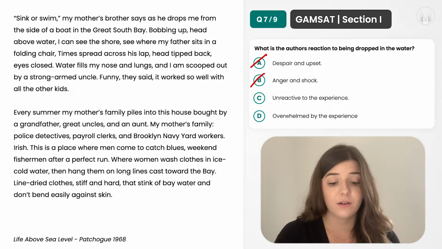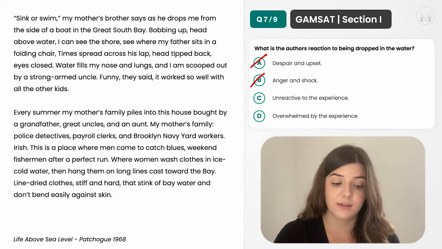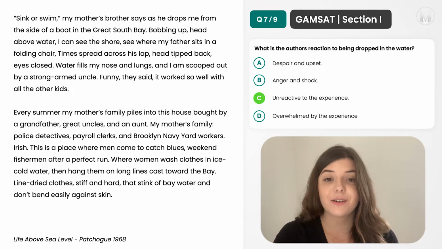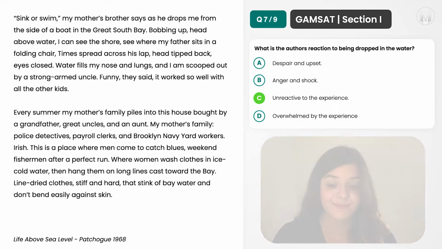Option C, unreactive to the experience. So that's definitely the sense we get. He's very matter of fact and just describes the actual physical experiences that happened and not his own emotional experience. So option C is likely. Option D, overwhelmed by the experience. Again, there's nothing to suggest that he was overwhelmed. There's no emotion or any feelings actually fully expressed here. So we can rule out option D. And that leaves option C as the correct answer to question 7.